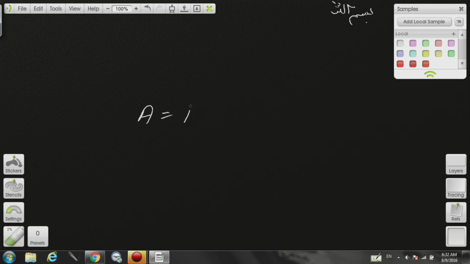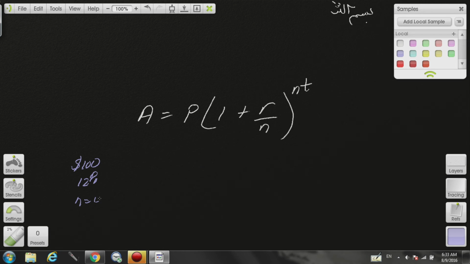So again, as a summary, this is the compound interest formula, where A is the amount of money a person has in the bank at any given time, P is the principal amount, the initial amount, r is the interest rate, n is how often the interest is calculated, and t is the time. So if somebody deposits $100 in the bank and the interest rate is 12%, and it's calculated quarterly, that means n is going to be equal to 4.